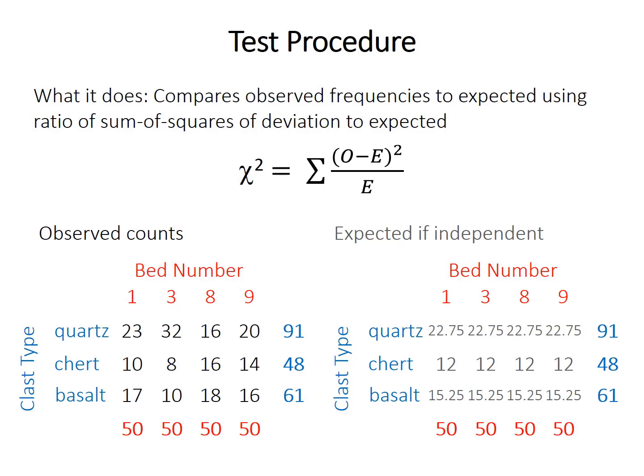So for example, because there are 91 quartz clasts in all 4 samples, the total of quartz is 91, the expected counts, if abundances were independent of sample number, so the same in all the samples, would be 22.75. So those numbers are fed into the formula. Basically, for each cell, for each row and column combination, you do observed minus expected squared divided by expected. And they are all then added up to give you the chi-squared test statistic.